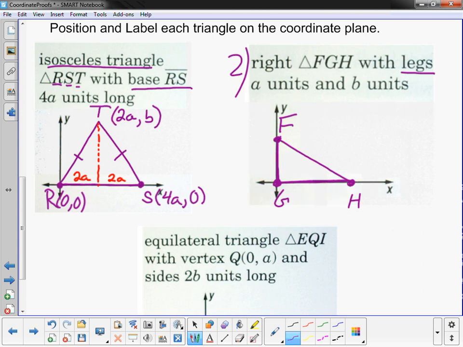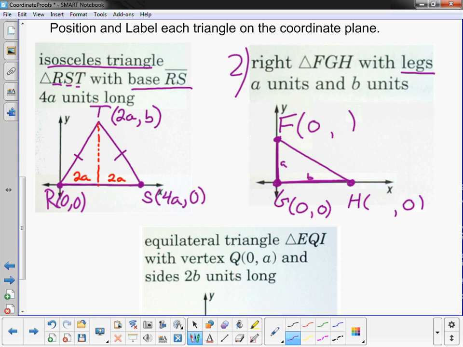F looks like the smaller side, so I'm going to say that's the A unit side. I'm going to say that one's A, and the bottom is B. So I can start clicking here and getting the points. Well, G is at the origin. It's (0, 0). H is on the x-axis, so its y value is 0. F is on the y-axis, so its x value is 0.